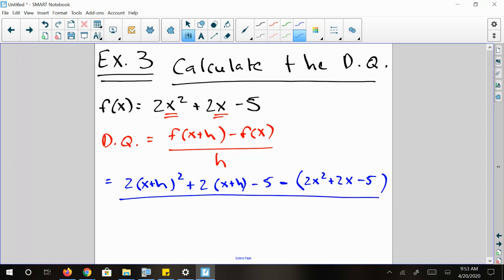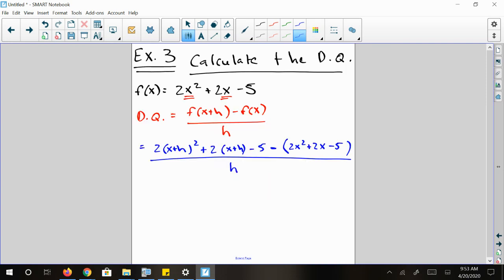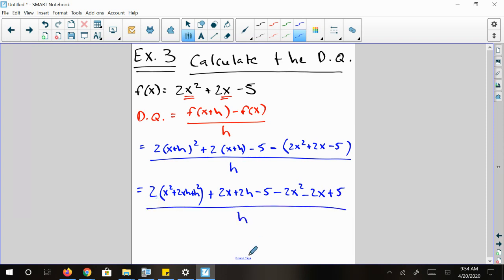A lot of algebra on this one, so please be careful as you're working it out. We already know x plus h squared is x squared plus 2xh plus h squared. I'm going to go ahead and distribute this 2 right here, so we'll have plus 2x plus 2h minus 5. Distribute this negative, minus 2x squared minus 2x plus 5, all divided by h.